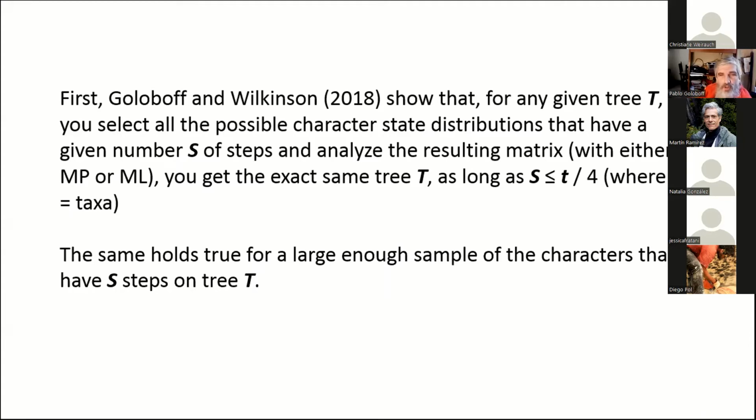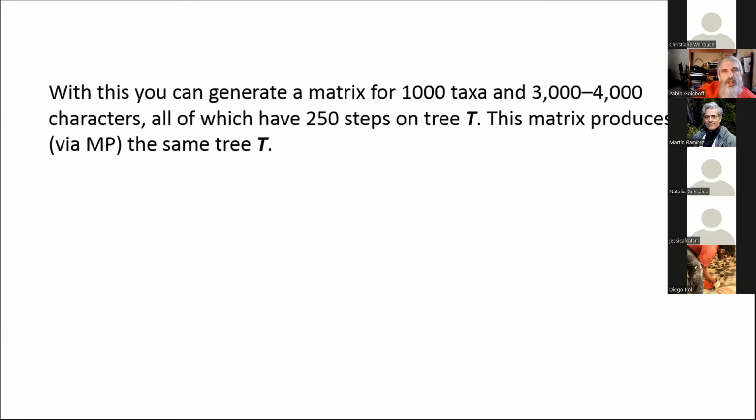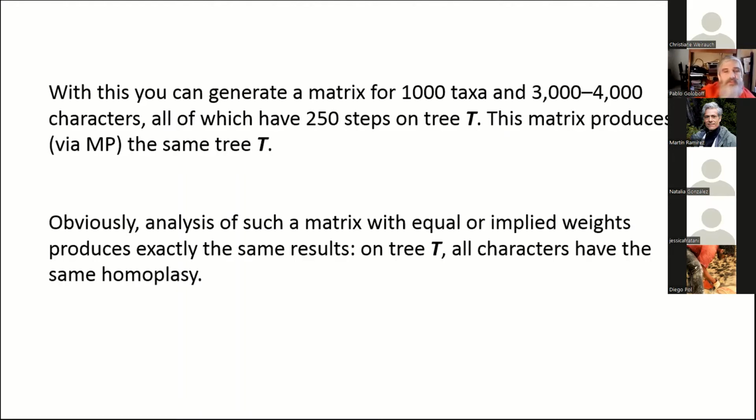The same is true if instead of getting every possible character distribution with the S steps, you get a large enough sample of the characters that have S steps on tree T. With this, you can generate, for example, a matrix for 1,000 taxa and say 3,000 to 4,000 characters, each of which has 250 steps on tree T. If you analyze that matrix with parsimony, you produce the same tree T, even if every character has 250 steps. Obviously, the analysis of such a matrix with equal or implied weights is going to produce exactly the same results. On tree T, all of the characters have the same homoplasy.